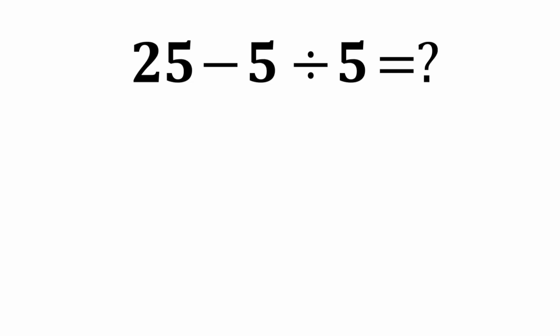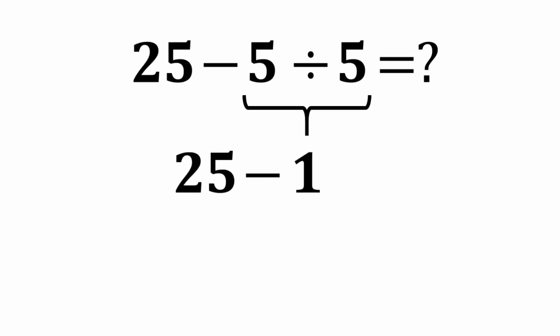The expression is 25 minus 5 divided by 5. In this expression, we have one subtraction and one division. According to PEMDAS, division has a higher priority than subtraction. Therefore, we solve the division first, and then we solve the subtraction. 5 divided by 5 equals 1. Finally, 25 minus 1 equals 24. Which is our correct answer.